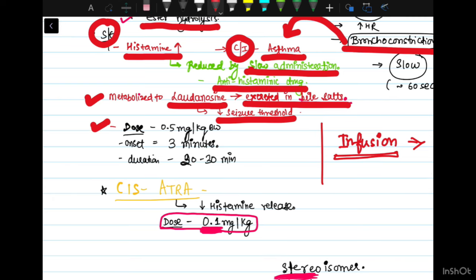The induction dose is 0.5 mg per kg, and very similar to vecuronium, the maintenance dose has to be 1/4 or 1/5. That means it will be approximately 0.1 mg per kg of body weight. And you repeat this dose every 20 to 30 minutes, which is much less than vecuronium. Onset is very similar to vecuronium, which is 3 minutes.